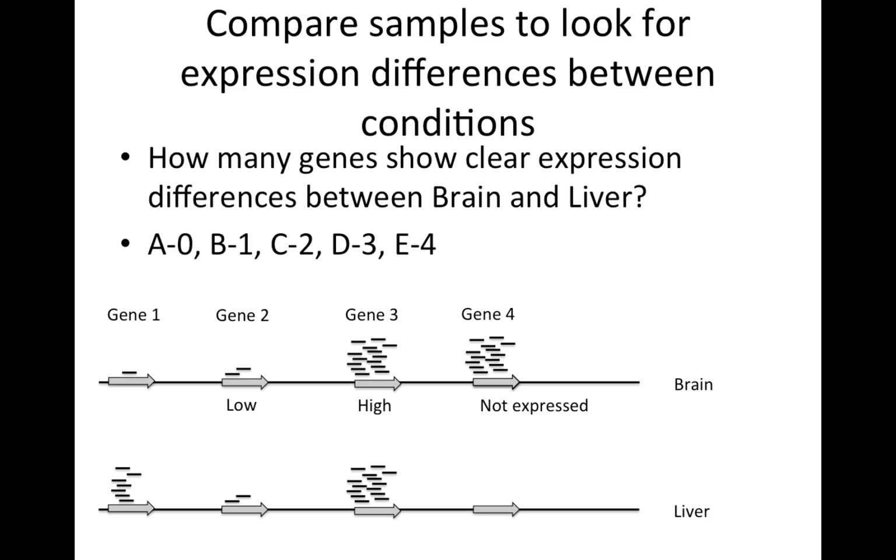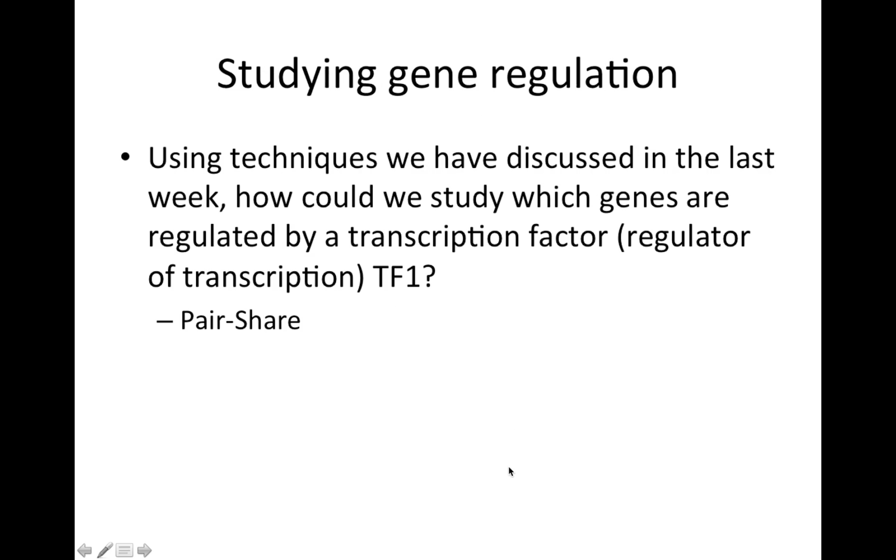And so just to give an example of the kinds of questions we could ask here: how many genes show clear expression differences between brain and liver? And so we can see that there are basically two, gene 1 and gene 4. So here's a question to think about. Using techniques that we've just discussed, how could we study genes which are regulated by a transcription factor? And so you can think about this for a moment if you want to pause the video.